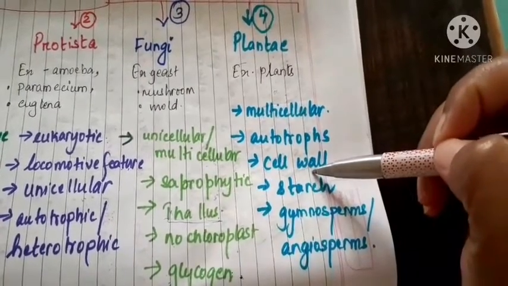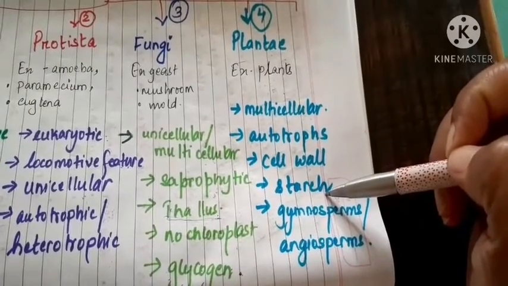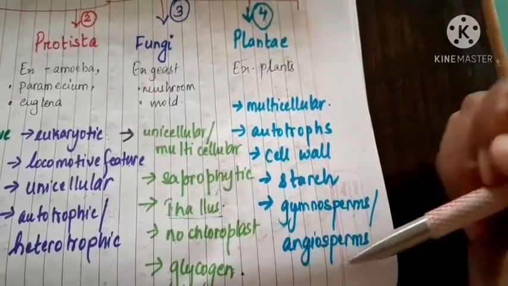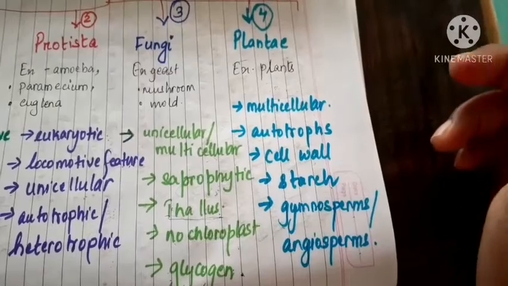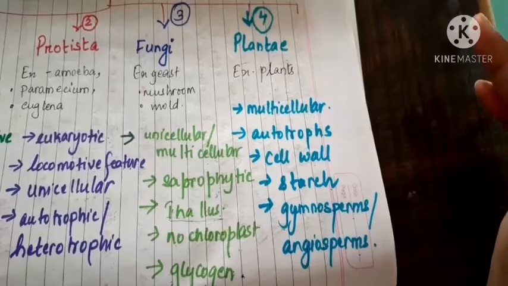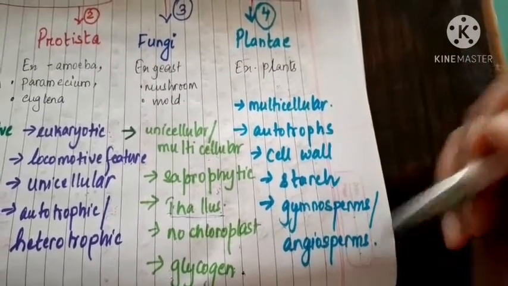All the plants have a cell wall. All the plants store the food in the form of starch. The plants can be gymnosperm or they can be angiosperm. Gymnosperm or angiosperm means some plants will have naked seeds, some plants will have flowers, some plants will not have flowers. Okay, so these are the properties of Plantae.